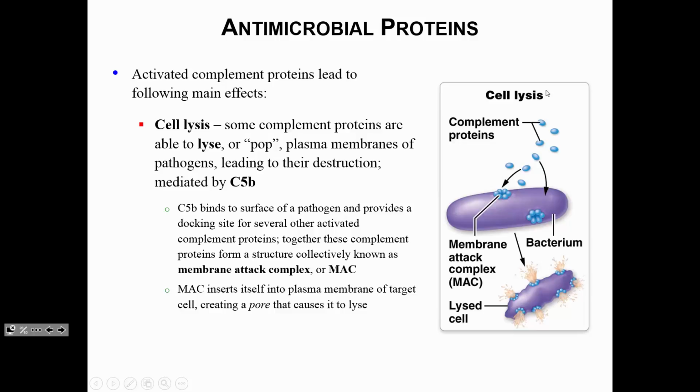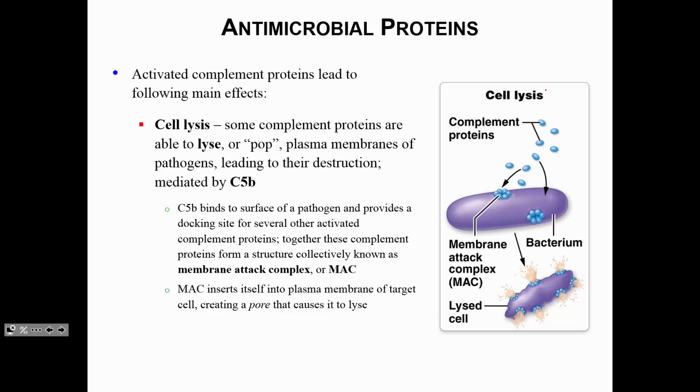The first thing they do is cell lysis, which basically means they pop the cell. Some of these complement proteins are able to lyse or pop the plasma membrane of the pathogen, and that of course leads to their destruction. C5 is one of the main complement proteins that initiates this process, and it binds to the surface of the pathogen. It makes a docking site for other complement proteins to join in. Together they form a MAC, which is a membrane attack complex.